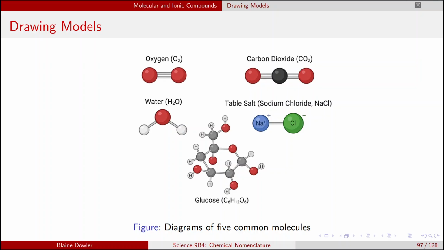Water, H2O. There's that V shape with the 104.5 degree angle between them. Table salt, sodium chloride. They tend to be adjacent to each other. The bonds tend to be a lot weaker. Glucose is more complicated. We have almost a hexagonal ring on the bottom with carbons at the corners and hydrogens coming out, except one of the carbons in the ring is replaced with an oxygen. And that carbon goes up and connects to a hydrogen there.